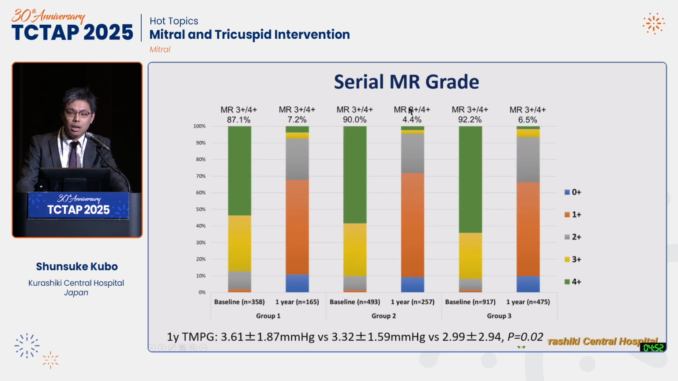This is the serial MR grade. As you can see, in all 3 groups, MR grade was significantly improved at 1 year compared to the baseline. And the proportion of MR 3 plus or 4 plus was also similar between the 3 groups. So from this result, patients with small valve area obtain efficacy of TEER similar to that in the larger valve area.